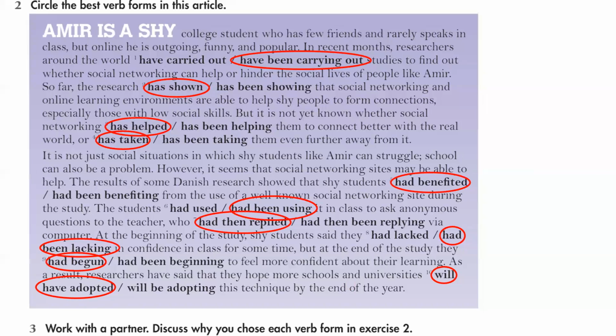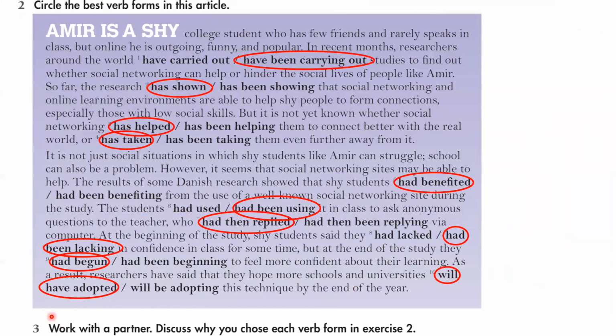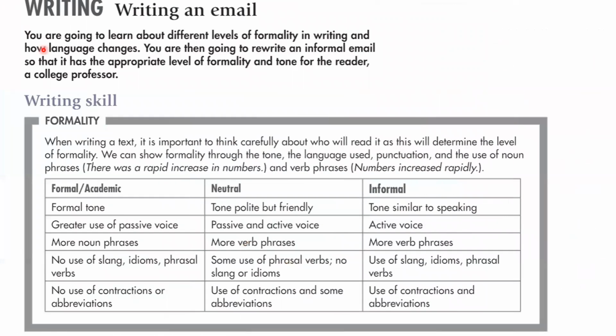Okay, then in the writing section, you're going to learn about different levels of formality in writing and how language changes. You are then going to rewrite an informal email so that it has the appropriate level of formality and tone for the reader, a college professor. So here we're going to talk about formality in writing.